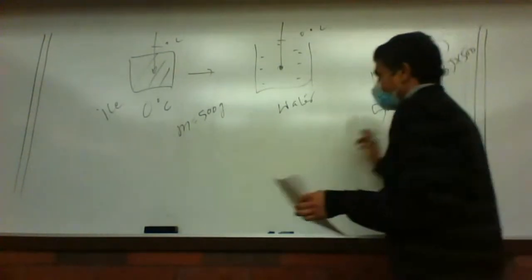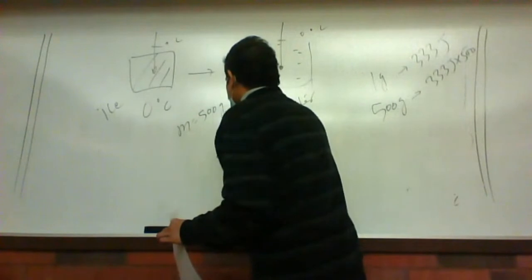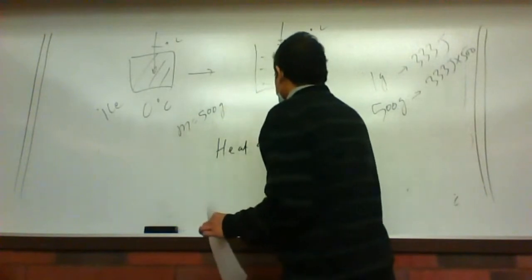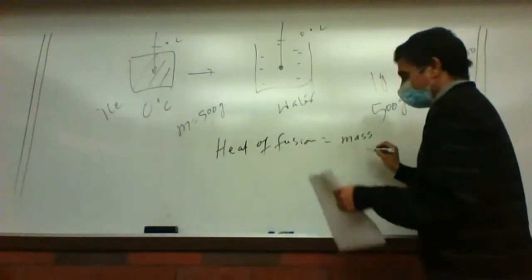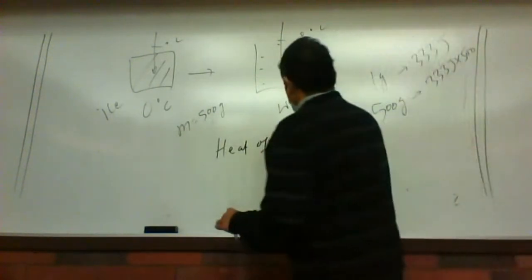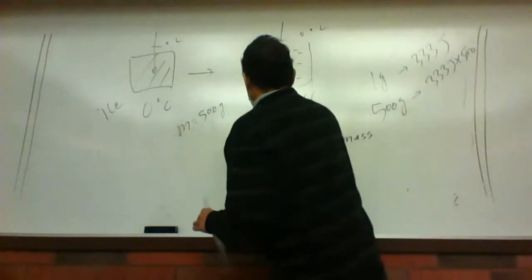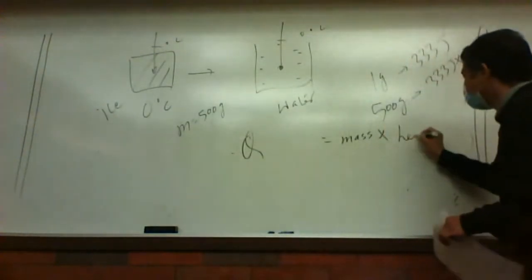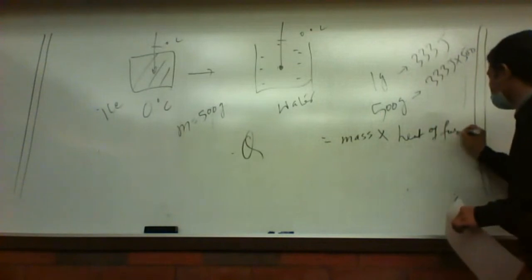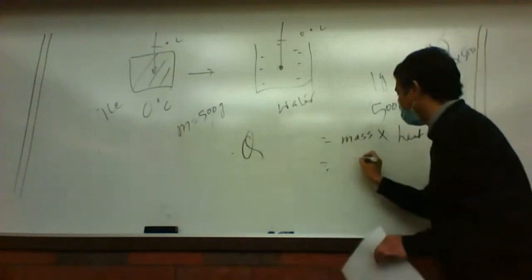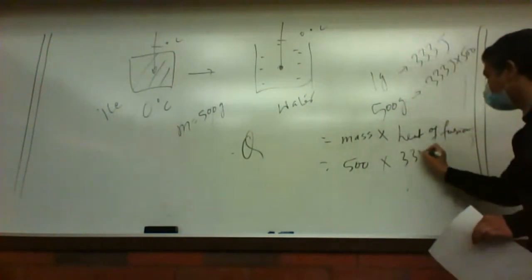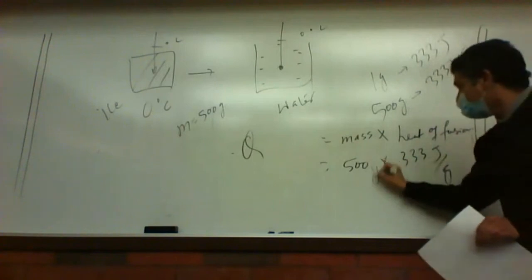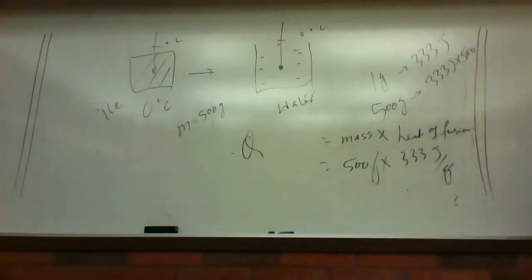Or you could just use the formula. The heat absorbed Q equals mass multiplied by heat of fusion. Heat of fusion is for 1 gram. Mass I have is 500 gram, and the heat of fusion of ice is 333 joule per gram. The gram cancels. So 500 multiplied by 333. You can do either way.